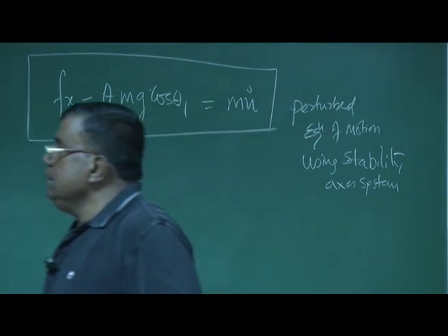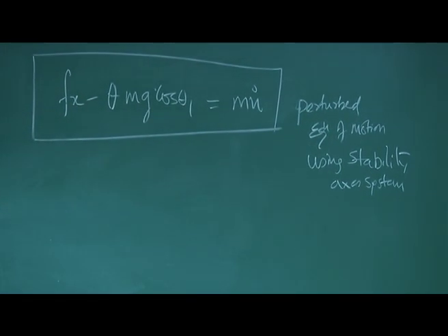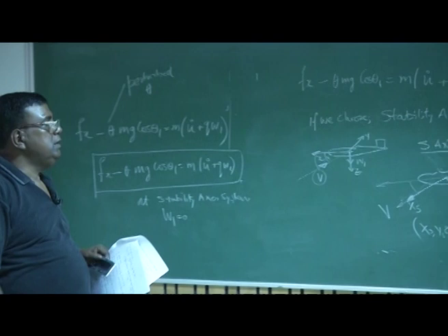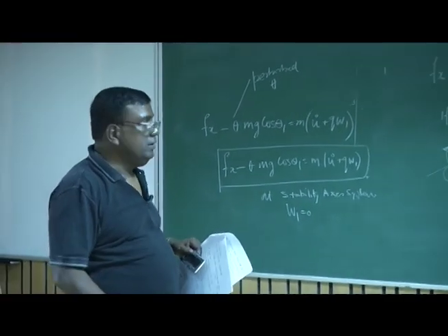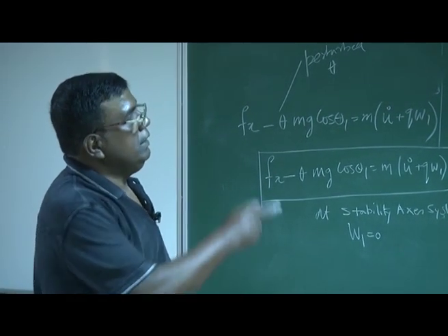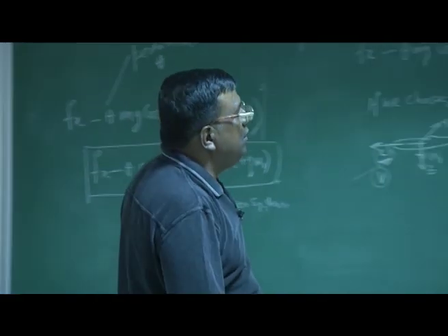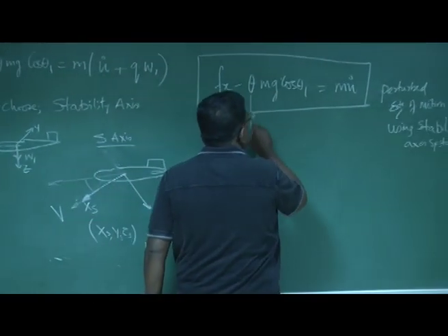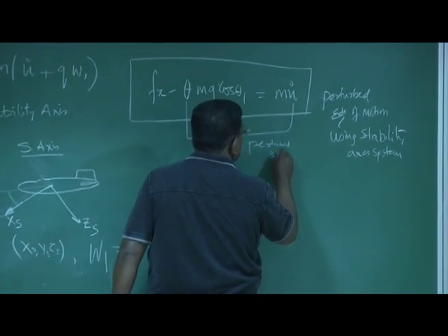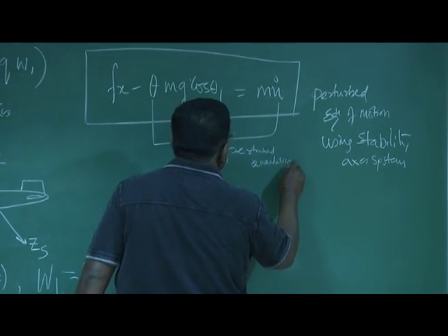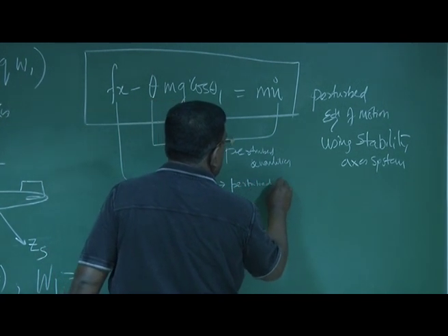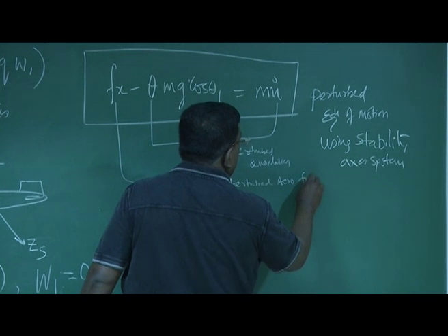Correct? This part is clear? So what is the understanding here? That the x-axis is pointing towards the velocity vector, so that there is no component of velocity along z direction. So W1 is 0. So my perturbed equation of motion along x direction looks like this: Fx minus theta mg cos theta 1 equal to m u dot. And please understand, theta and u are perturbed quantities, along with Fx, which is the perturbed aerodynamic force along x direction.